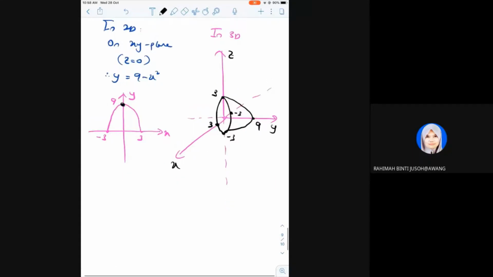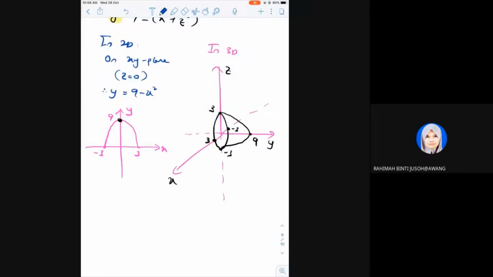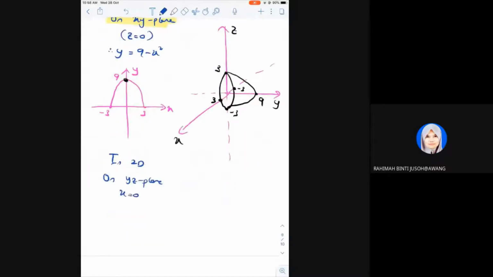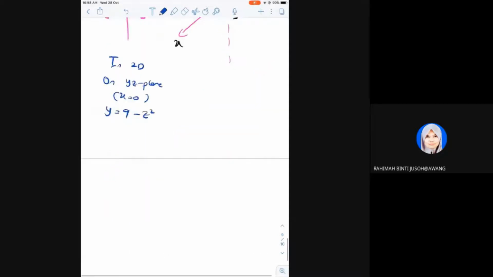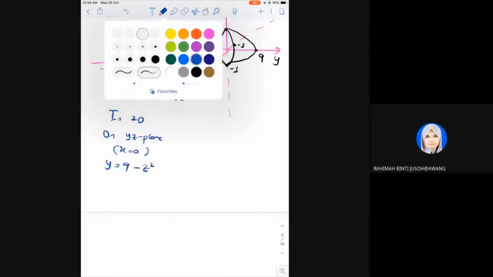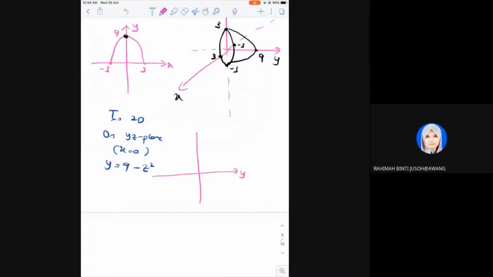Okay, kenapa? I will explain to you. Let's say kita sketch graph in 2D juga. Untuk tadi kita ambil on XY plane. Okay, now kita ambil on YZ plane. On YZ plane, we have X equals to 0. So our equation is 9 minus Z squared, like this. Okay, so 9 minus Z squared, you akan dapat satu graf, bentuk dia macam ni. Y must be always horizontal, Z vertical lah.